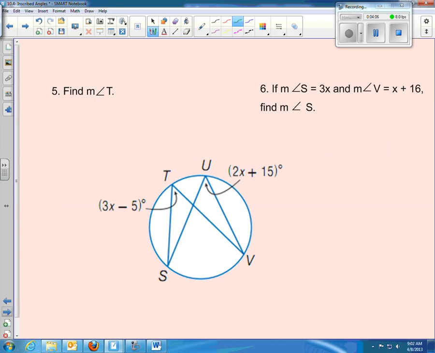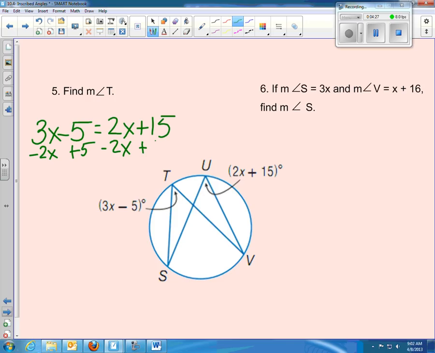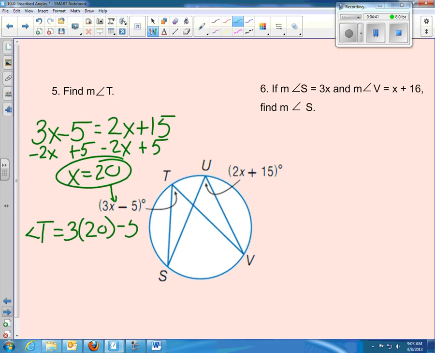So find the measure of angle T. Well, we notice that angle T and angle U both have the same endpoints, and so therefore we can set these two pieces congruent. What this is going to find us is the value of x, and that's going to help us find angle T. So x ended up equaling 20. That's not our answer. We have to plug it back in to find angle T. Angle T is going to be equal to 3 times 20 minus 5. So that's going to give us a measure of 55 degrees.